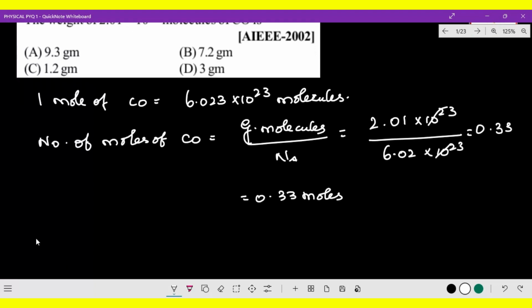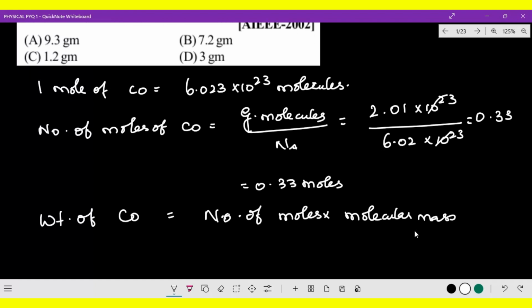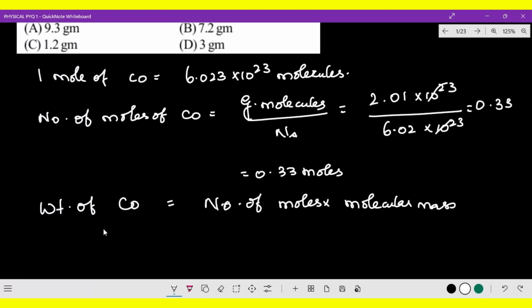Weight of carbon monoxide, we have to find out. Weight of carbon monoxide is number of moles into molecular mass. So molecular mass of carbon monoxide, how much? Here, 12 plus 16, so 28, right? The number of moles we just found according to this question.